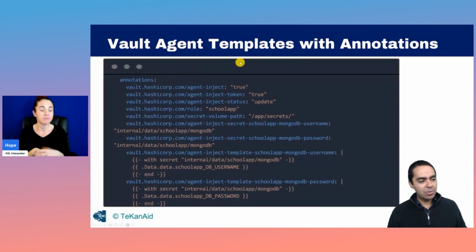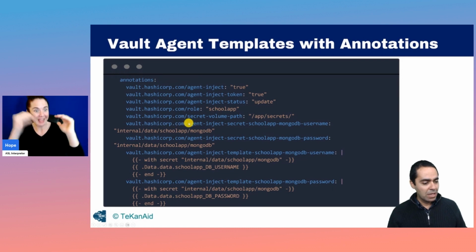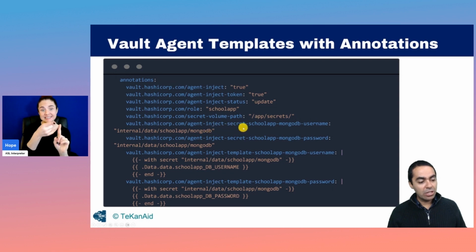What does this look like in terms of more annotations? We stopped at this line last time, but now we want to take it to the next level and add the templating for our application. As you can see here, we are adding this annotation, agent inject secret school app MongoDB username, and this is the path inside of Vault, at this MongoDB path inside of internal data school app. And then we also have the password file. So these two will effectively tie into two files that you'll see down here.